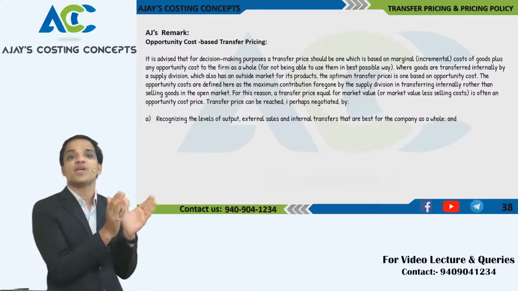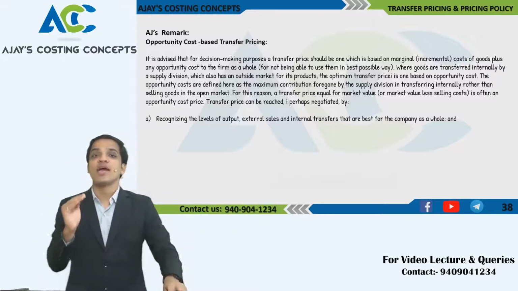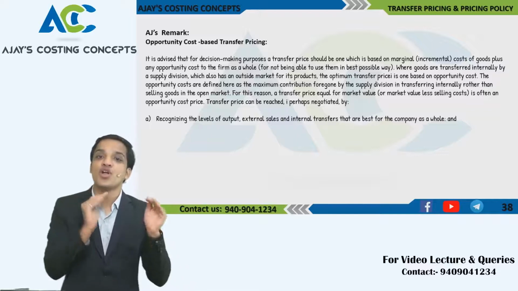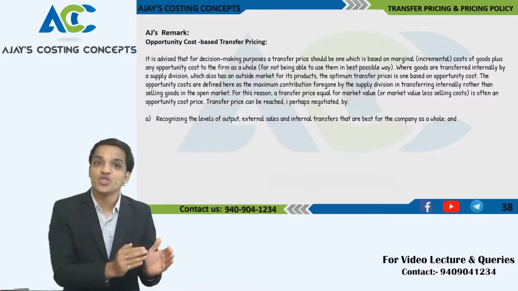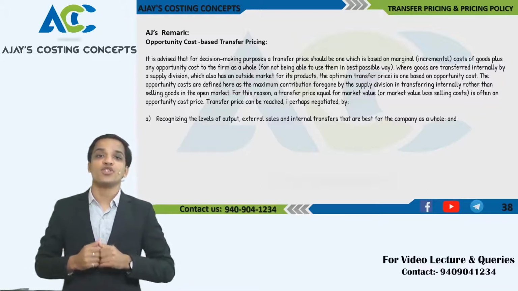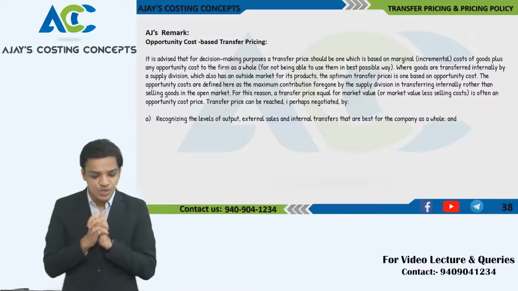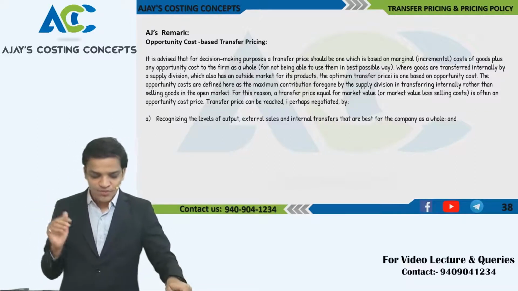as I am giving it to the internal transfer, and that is the reason why this 4 rupees is called contribution foregone, the opportunity cost, a loss of the opportunity of selling at 44 in the market, and that is why we call it opportunity cost. Maximum contribution foregone rather than open market.